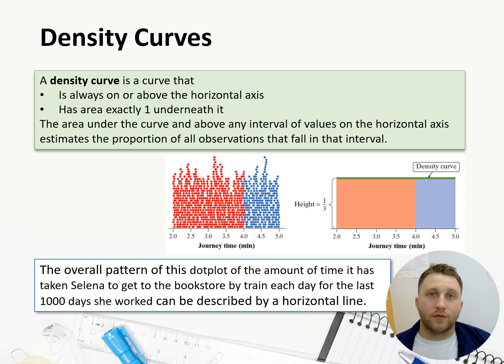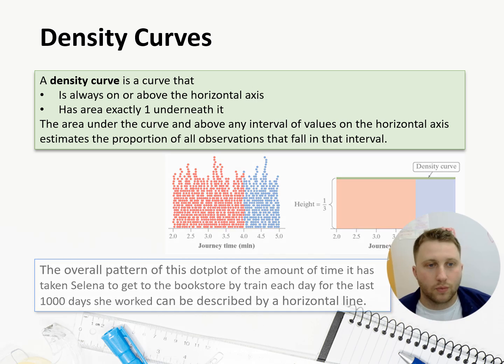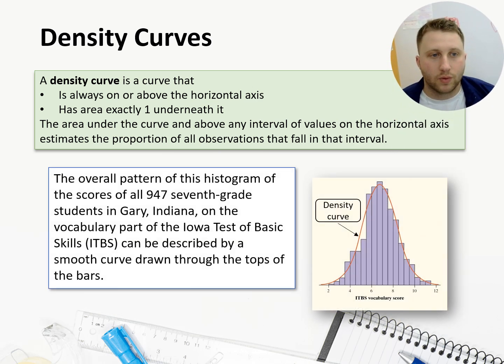This is the example of Selena, our lazy employee who works at the airport bookstore and who has been taking the train, but now they have this walkway that's opening up. And in this case, you can see how you can simplify a histogram that looks approximately symmetric to a density curve that's just a smooth curve touching the majority of the tops of those bars.